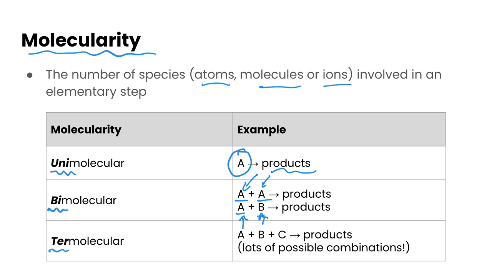And finally, we have termolecular. Ter means 3, and this would be 3 things reacting in order to produce the products. And there's lots of possible combinations here. You could have 2 A's with a B, you could have 2 B's with a C, you could have all 3 A's. So there are lots and lots of different ways that you could get termolecular elementary steps.